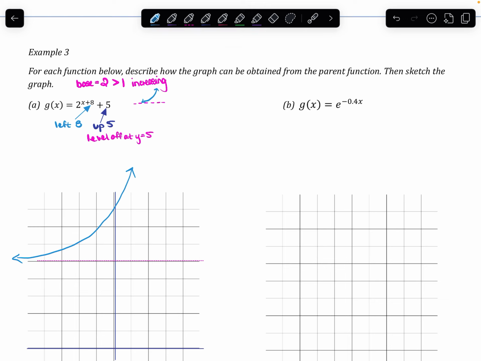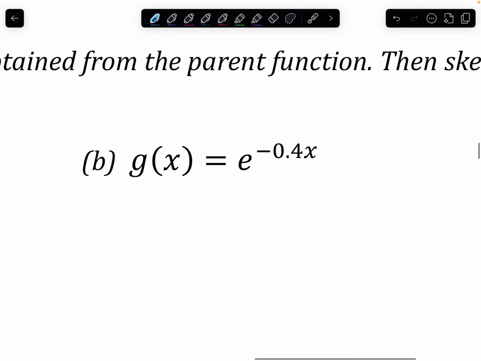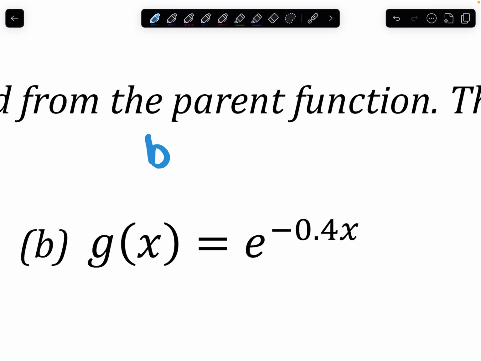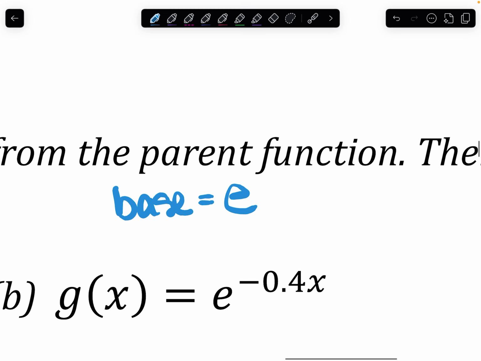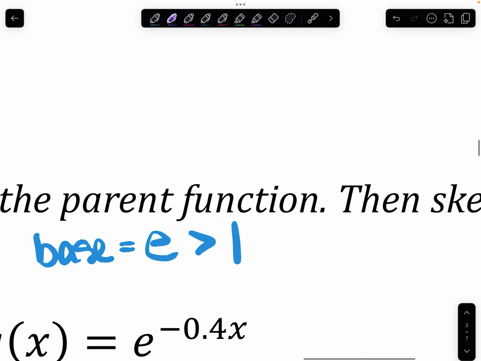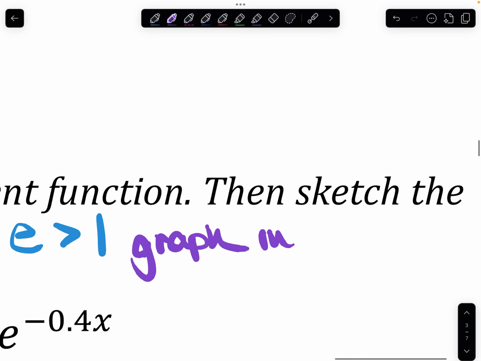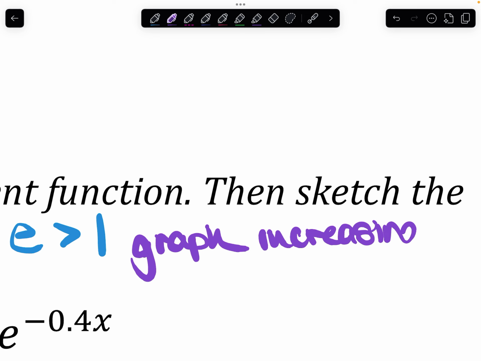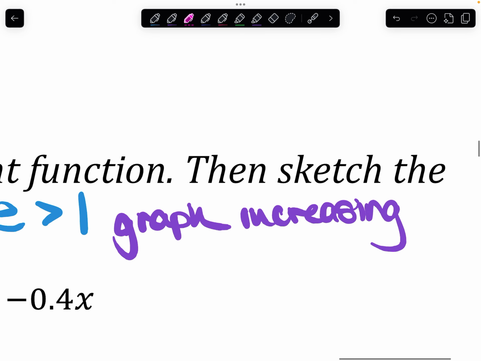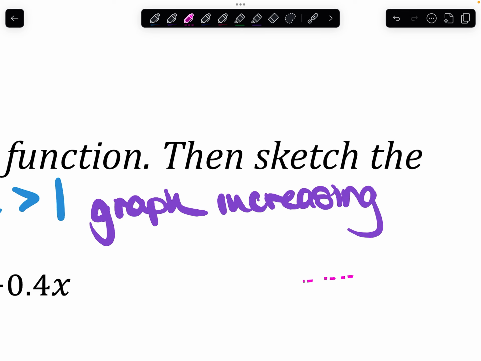All right, next one. We've got our base is e. So parent is e to the x, which means we would also be going up because it is bigger than 1. So remember, this means our graph is going to be increasing. So relative to wherever we are leveling off at, I'll go ahead and draw that. We're swinging up.